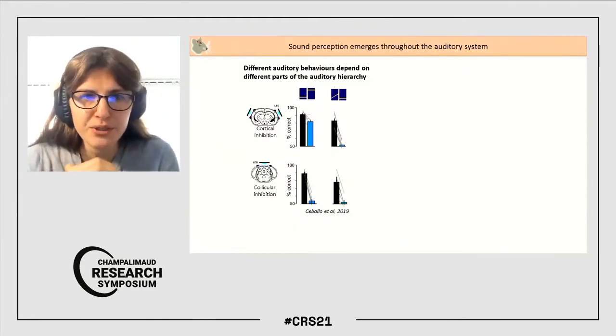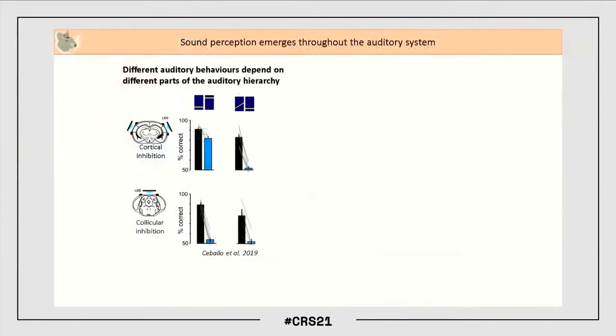Now we know that in the mouse, the model organism we're going to be focusing on today, if you ask this mouse to do a simple auditory task, for example, to discriminate two pure tones, the mouse can do this even if it doesn't have its cortex functioning. But a more complex task, distinguishing a pure tone from a frequency sweep, requires the cortex to be intact. So we know that different sound attributes are extracted at different levels of the auditory system.